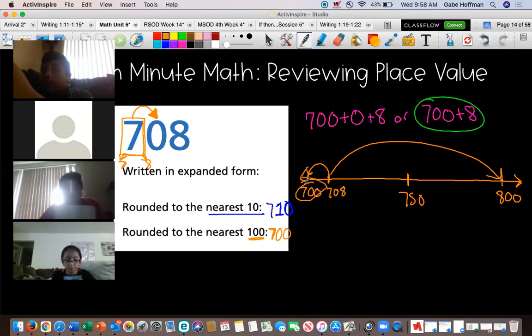Again, I know rounding is challenging. We haven't done much of it. We just started this week. We're going to continue working on that throughout these next few weeks. Our goal is to get better at this as we move on.